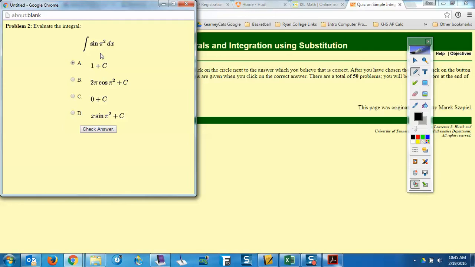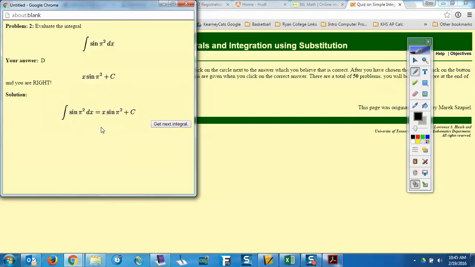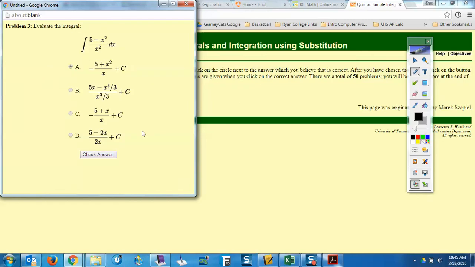The integral of 7 would be 7x, right? So this would just be sine of pi squared times x plus c. That's kind of a tricky one, right? But it's just a number. Sine of pi squared is just a number, okay? So anyway, here's one. This would be a good one.